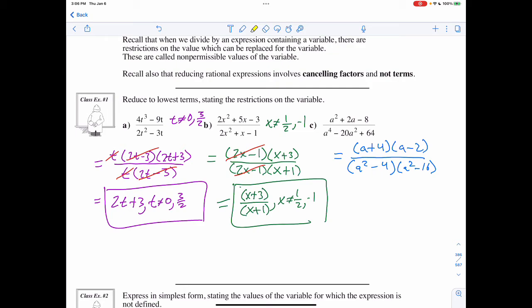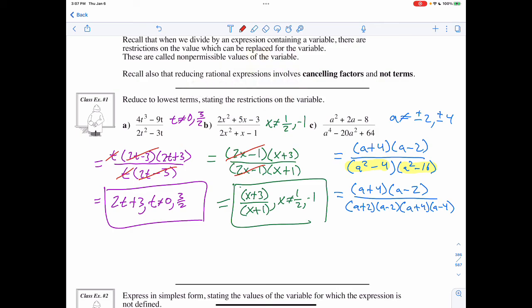Now at this point, I can actually factor both of these again because they're just two differences of squares. So I'm going to state that it's going to be a plus 4 and a minus 2 over, the first one is going to become a plus 2, a minus 2 for the difference of squares, and the second one is going to be a plus 4, a minus 4 from the difference of squares. Now, because I have four different factors in my denominator, I have four different non-permissibles. A cannot equal positive or negative 2 or positive or negative 4.